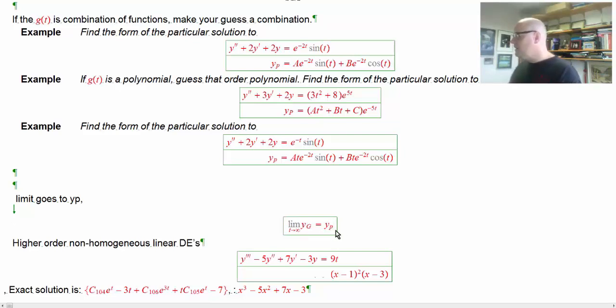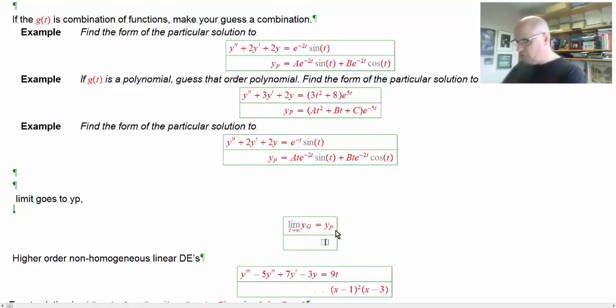So this statement is only true if the eigenvalues have negative real part. So if the eigenvalues are negative, or if they're complex, then this means the real part is negative. So in that case, the solution eventually approaches the particular solution.